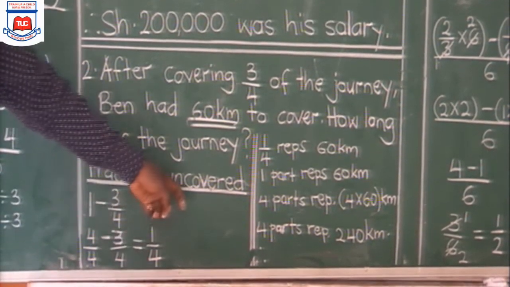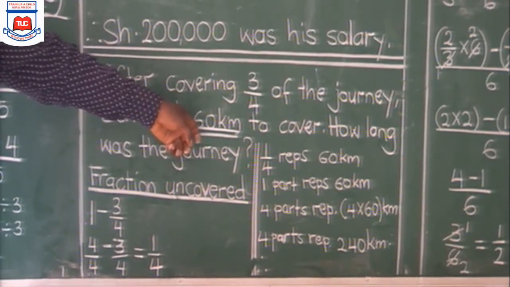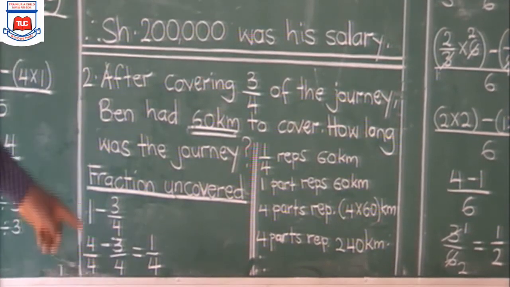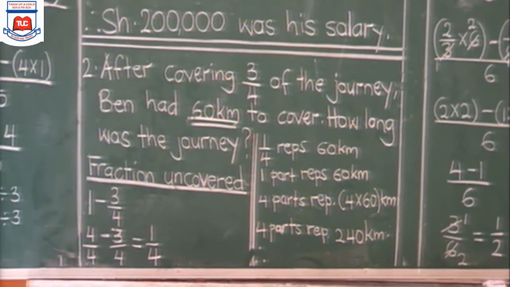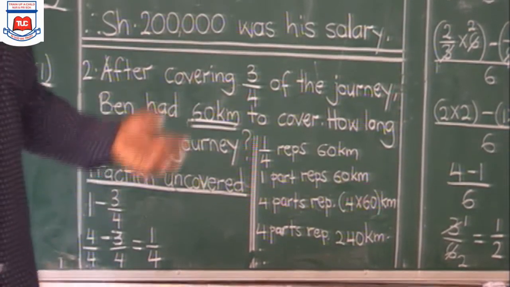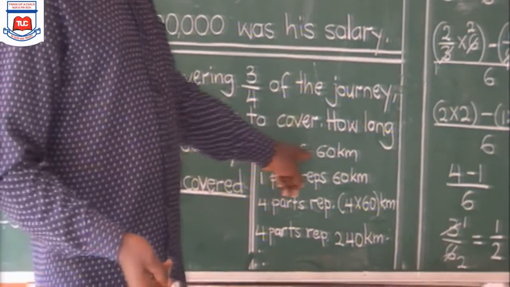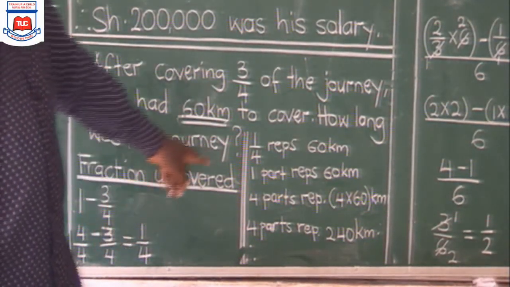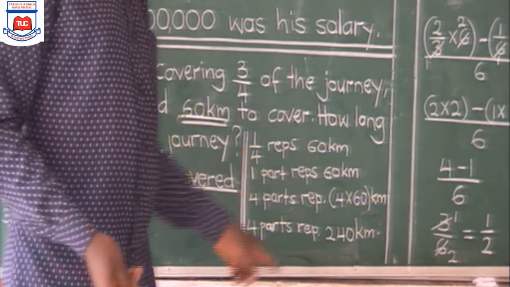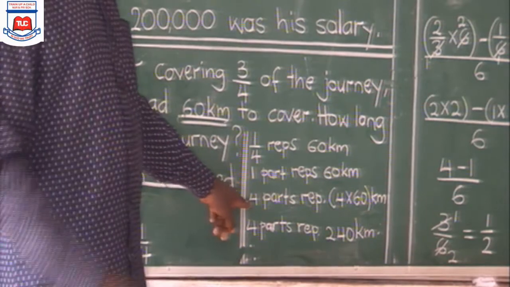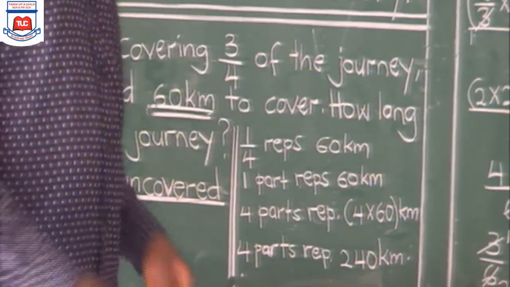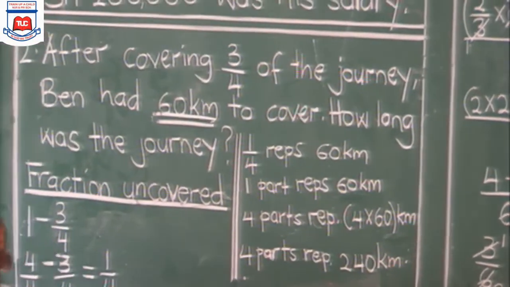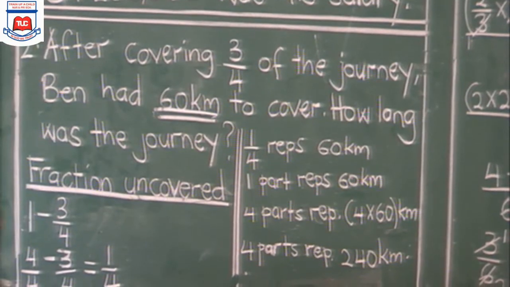So 1 out of 4 is uncovered, so the 60 kilometers. Therefore, a quarter of the journey represents 60 kilometers. Why does it represent so? Because both are uncovered. You say a quarter represents a 60 kilometer journey. A quarter, one of the 4 parts. So therefore, 1 part represents 60 kilometers. What about 4 parts? 4 parts represent 4 times 60 kilometers. Then the 4 parts represent 240 kilometers. That's the length of the whole journey.